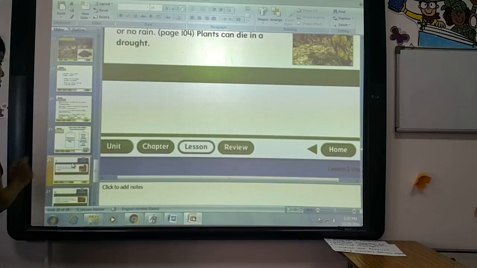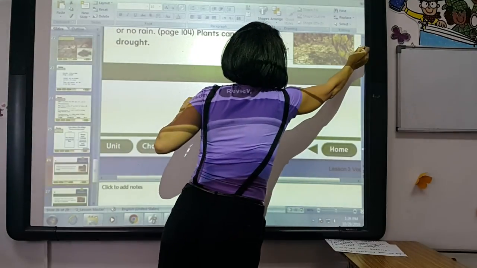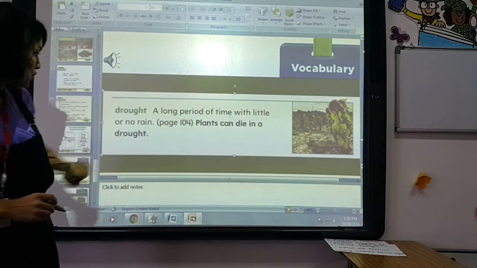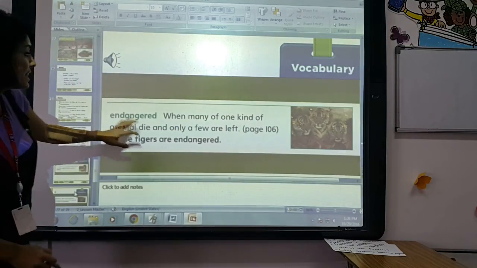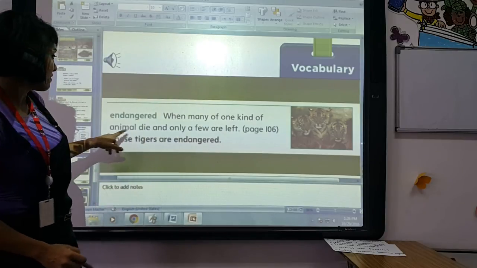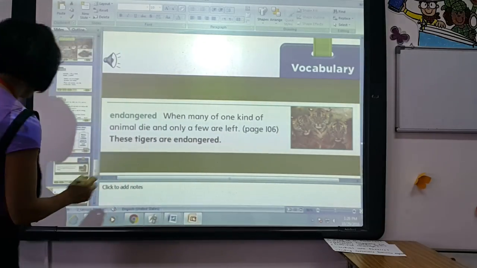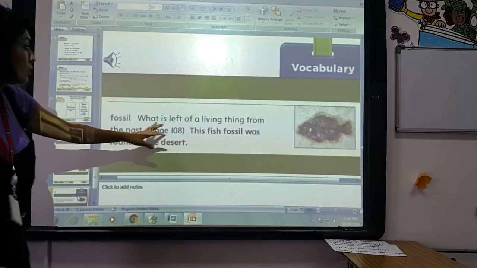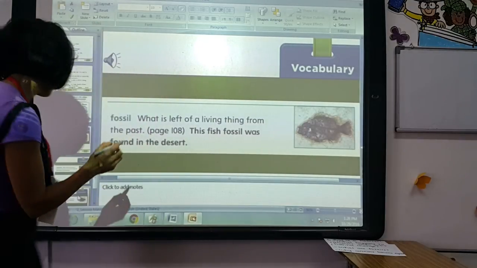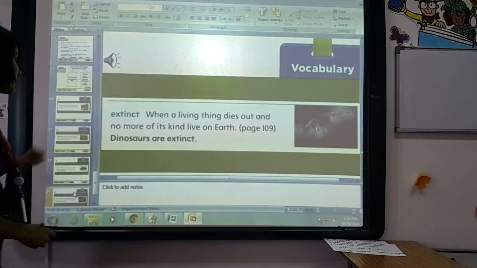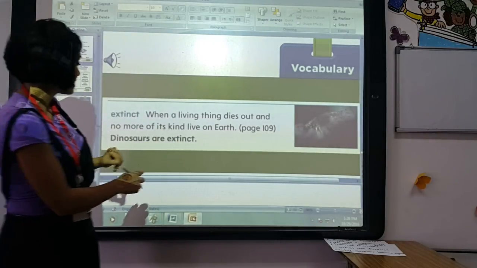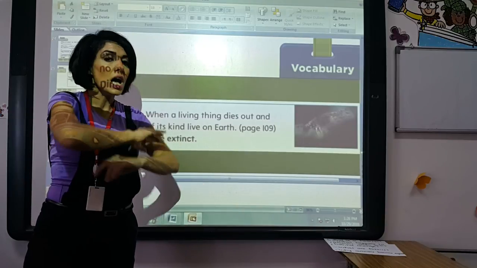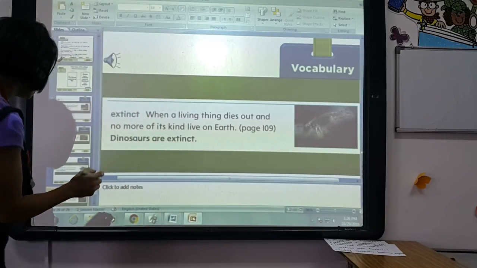Now, here we're going to review the vocabulary words together. Drought: a long period of time with little or no rain. Endangered: when many of one kind of animal die and only a few are left. Fossil: what is left of a living thing from the past. Extinct: when a living thing dies and no more of its kind live on earth.